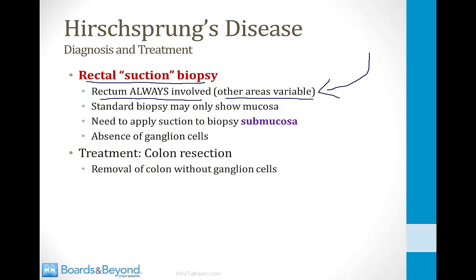Now, if you just do a standard biopsy of the rectal mucosa, you may only get the mucosa, but you need to see the submucosa so you can look for presence or absence of ganglion cells. So what the surgeon does is apply a little bit of suction to the mucosa and take a deeper biopsy that includes the submucosa, and this allows the pathologist to look for presence or absence of ganglion cells. And the treatment is to surgically resect the colon and remove the portion that lacks ganglion cells.